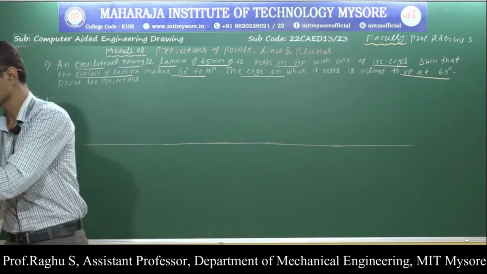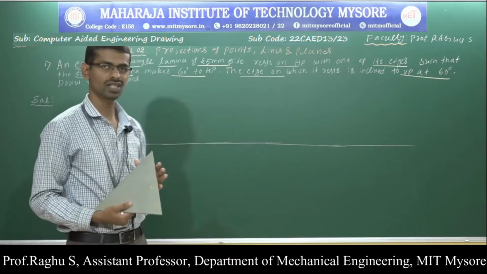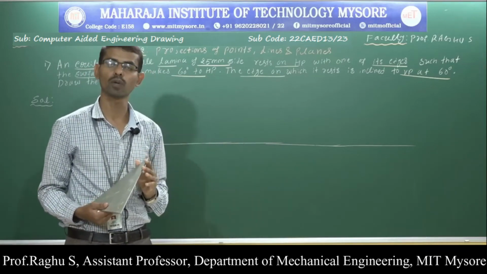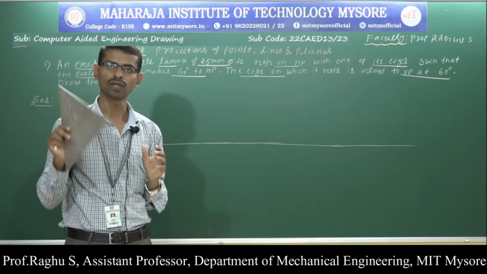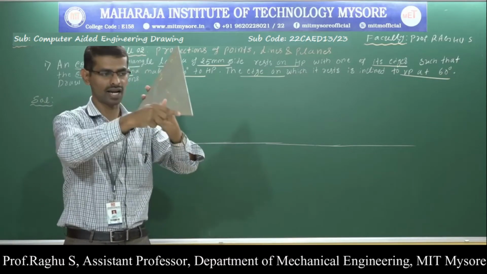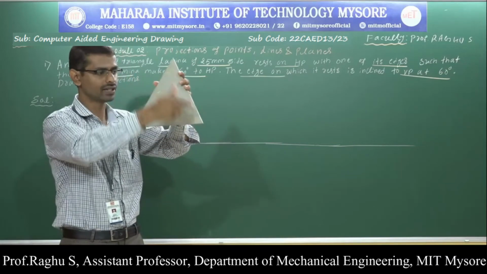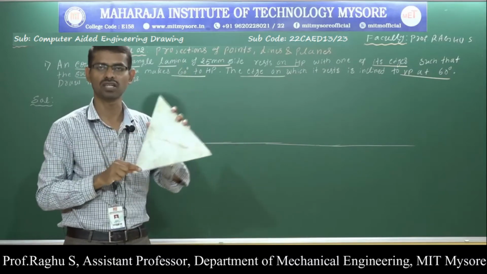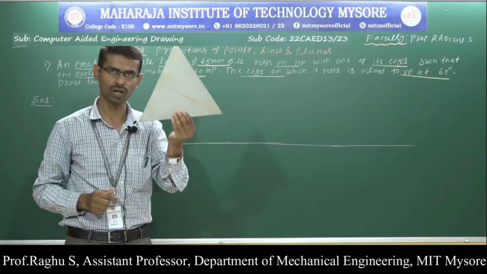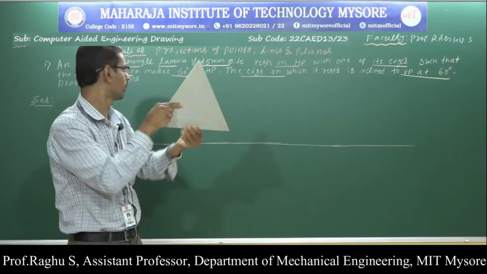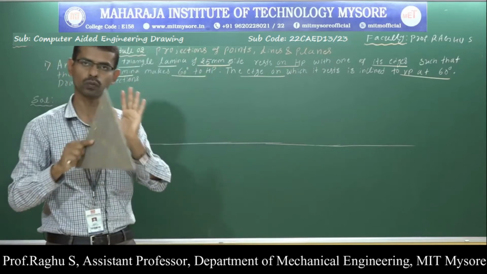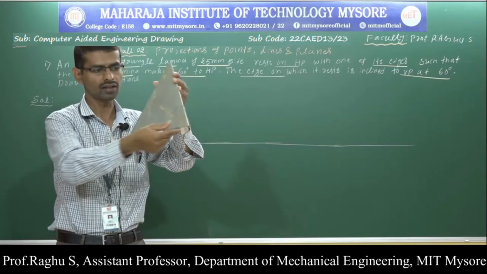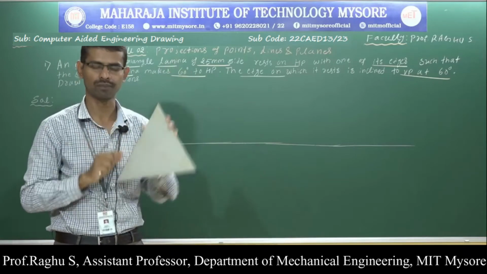Now let us discuss. Already we have discussed the procedure. First, note down the type of the lamina given in the problem. Here the type of lamina given is an equilateral triangle. Equilateral triangle means all sides are equal and all angles are equal, so the interior angles are 60 degrees. Therefore the given lamina is an equilateral triangle of side 25 mm. So the first point is clear.